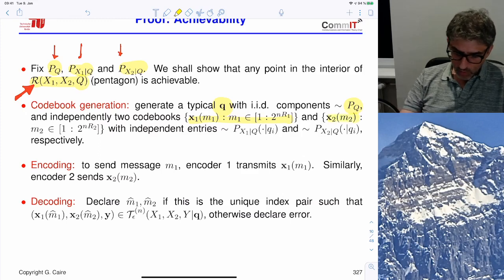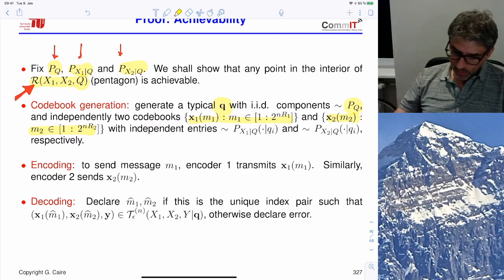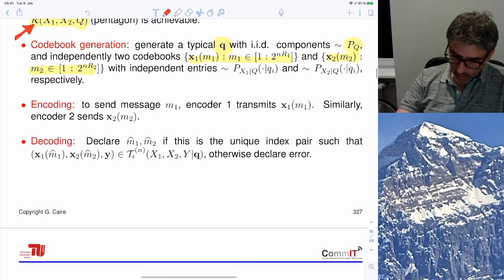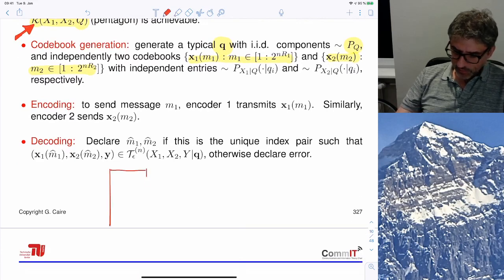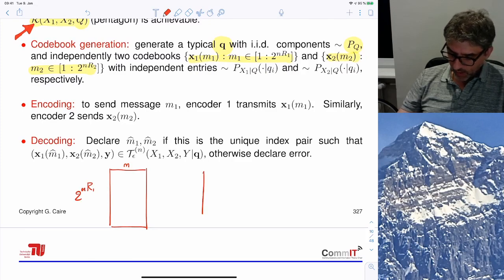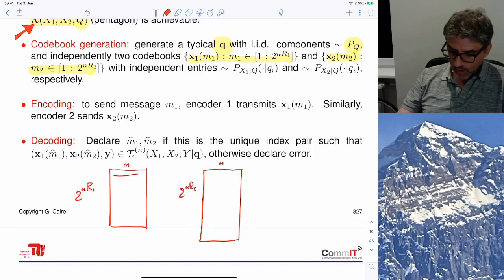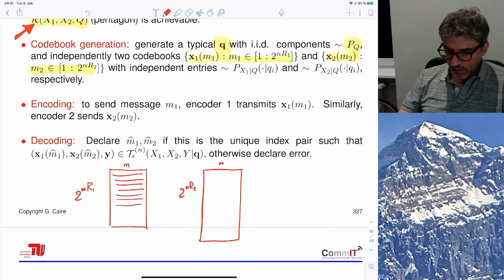The other one consists of 2 to the nR2 code words X2. And how do we generate these codebooks? Well, remember, a codebook is always a table. A table with n columns and 2 to the nR1 rows, and then we have another one that will have n columns and 2 to the nR2 rows.